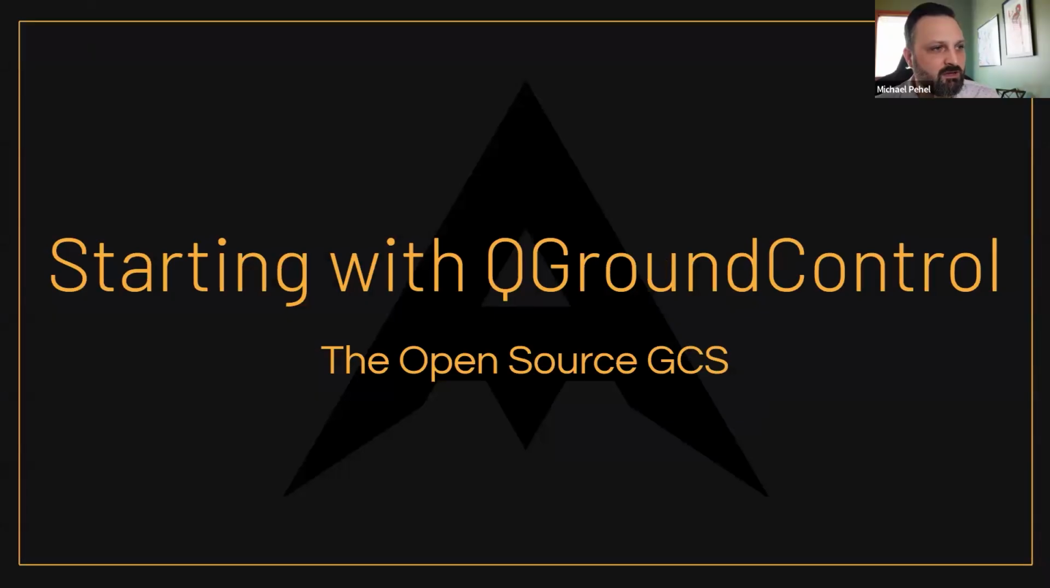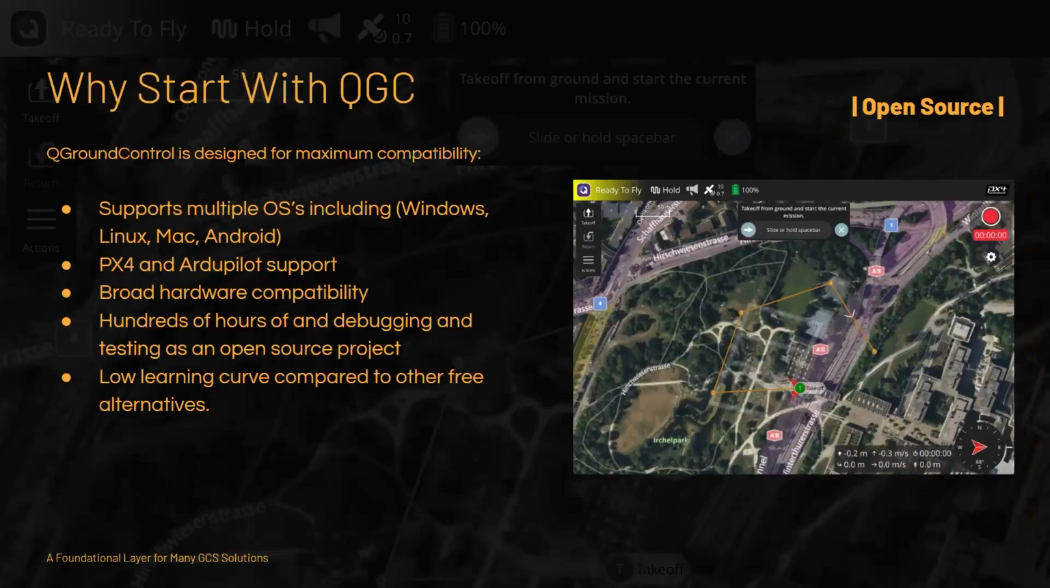Perfect. So let's start with QGroundControl, the open source GCS. Why would you want to start with QGC over other ground control stations? QGroundControl supports multiple operating systems. Since it's built with Qt, you can natively build for Windows, Linux, Mac, and Android, and the open source software is already built for all those systems. It has PX4 and ArduPilot support. By default, QGroundControl already supports PX4 and ArduPilot and the standard firmware that is involved with that.